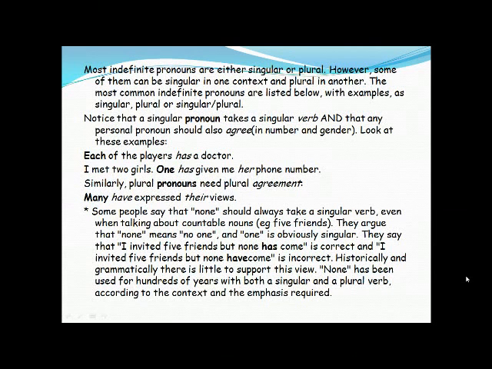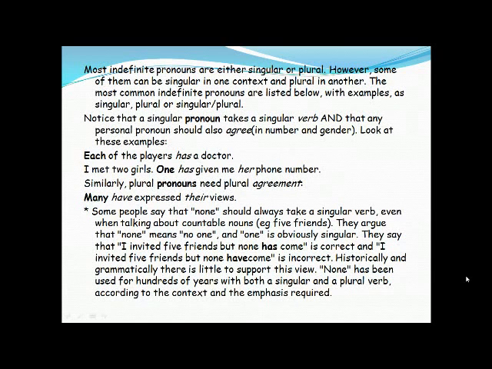Most indefinite pronouns are either singular or plural. However, some of them can be singular in one context and plural in another. The most common indefinite pronouns are listed below with examples: singular, plural, or singular or plural. And notice that a singular pronoun takes a singular verb and that any personal pronoun should also agree in number and gender. Look at this example. Each of the players has a doctor. I met two girls. One has given me her phone number.